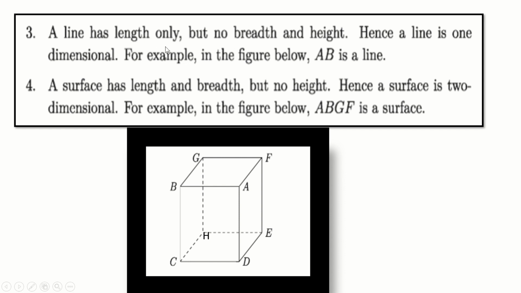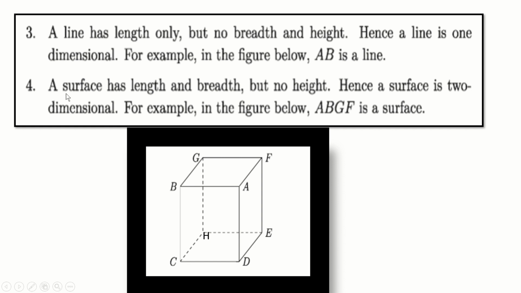3. A line has length only but no breadth and height. Hence, a line is one-dimensional. For example, in the figure below, AB is a line. Here, AB is a line. Clear?